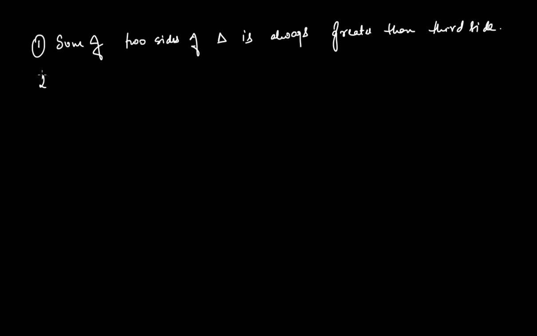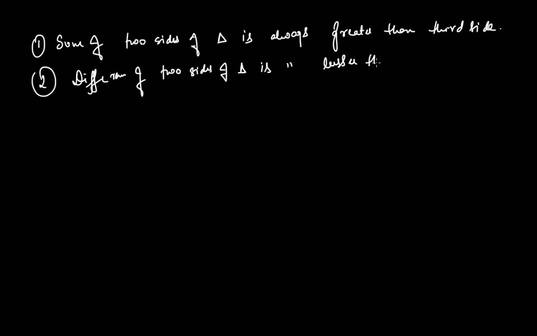And also, the second property says that the difference of two sides of a triangle is always lesser than the third side. These are the two very important properties related to triangles. This is used if you are constructing any triangle.